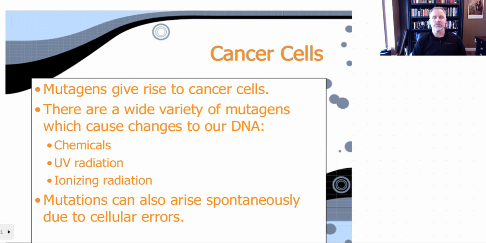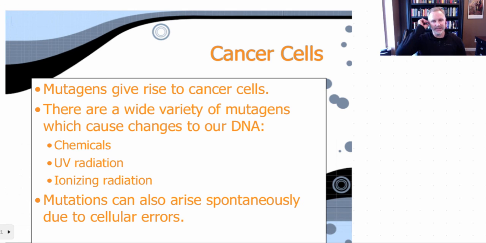So cancer cells themselves are obviously cells that have errors in them, and there are a lot of mutagens that give rise to cancer cells. Mutagens are things that cause mutations. Chemicals in the environment, like cigarette smoke, are certain types of chemicals. UV radiation from the sun can cause damage to DNA and, of course, skin cancer. Ionizing radiation like X-rays and gamma rays can really damage the DNA.